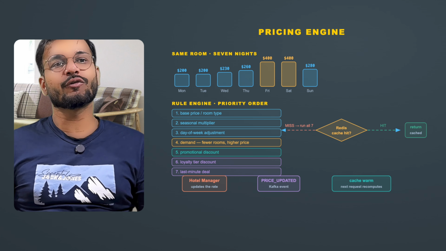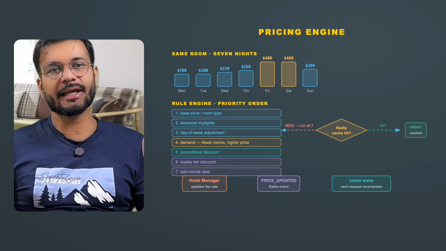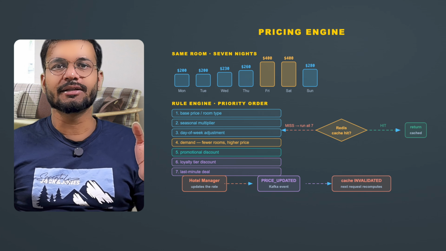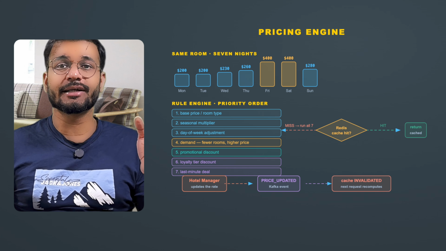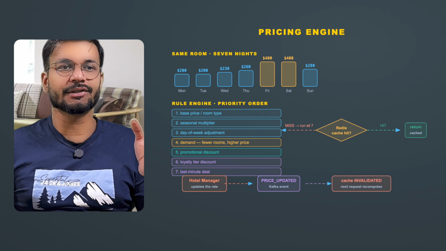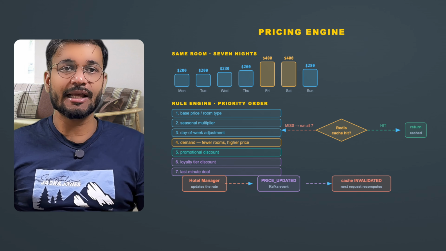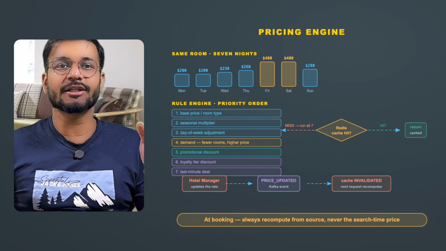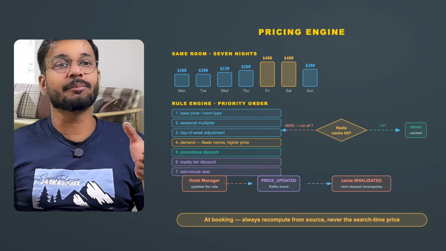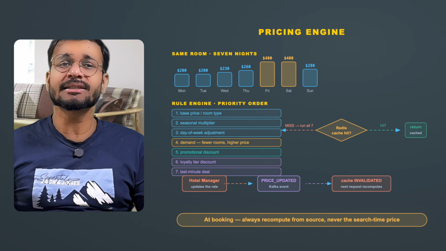In that case, the flow should be: hotel managers update the price in the hotel management portal. This publishes an event. The pricing cache is invalidated for that hotel. The next request recomputes and recaches. For the booking confirmation step, you always recompute the price from the source. Never trust the cached price from search time. The price shown at search could be seconds old.